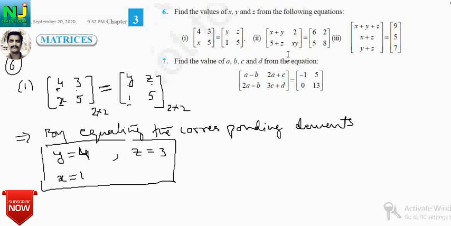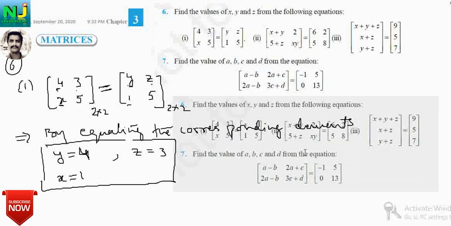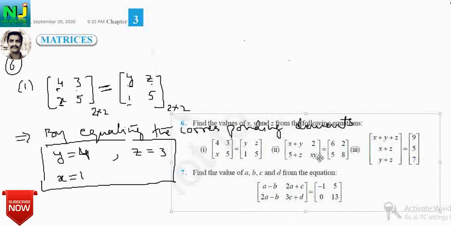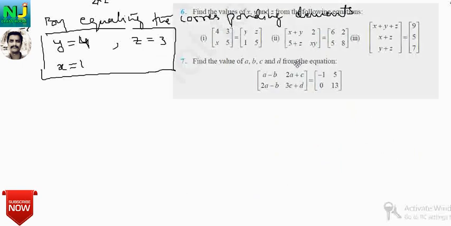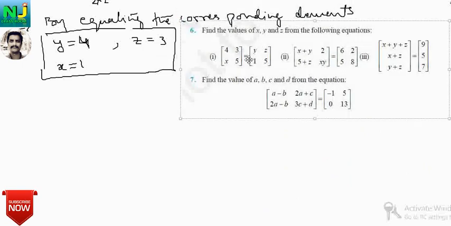What is the problem? We go for the problem number, look at here. Problem number, is that understood? Okay. We go for the problem number 2. Look at here. Problem number 2.